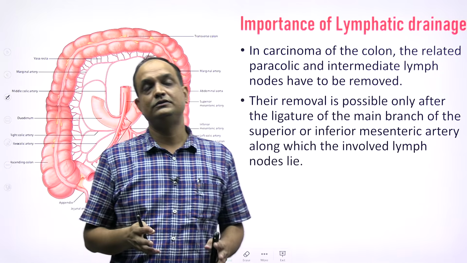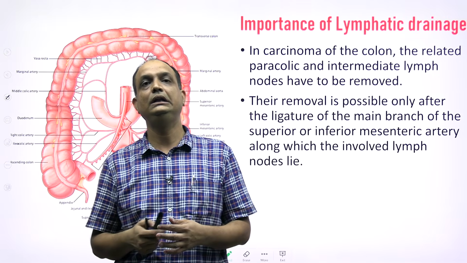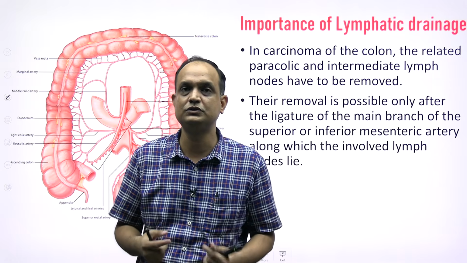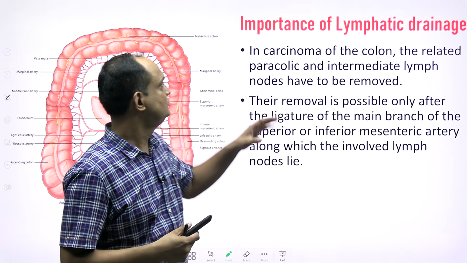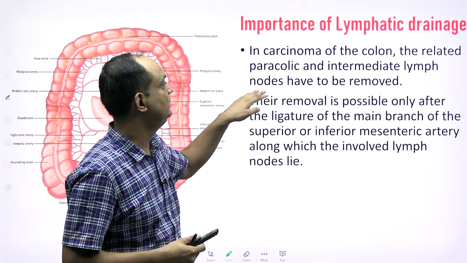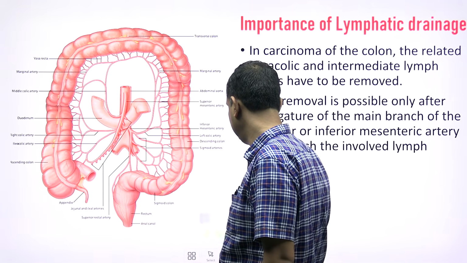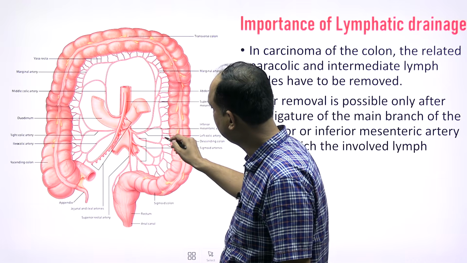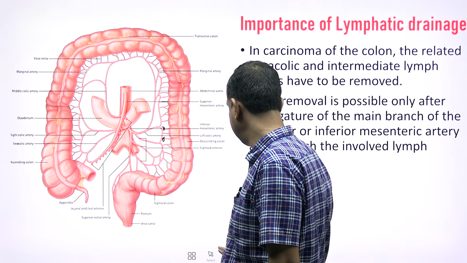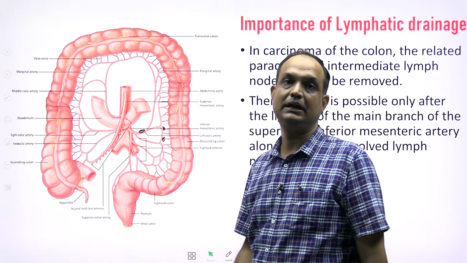Now, what is the importance of lymphatic drainage? The importance is again clinically based. That means when you are dealing with carcinoma of the large intestine, you have to take utmost care about the lymphatic drainage. So, in carcinoma of the colon, the related paracolic and intermediate lymph nodes have to be removed. That means you have to remove 2 sets of lymph nodes, the lymph nodes which are present along the terminal arteries and on the branches.